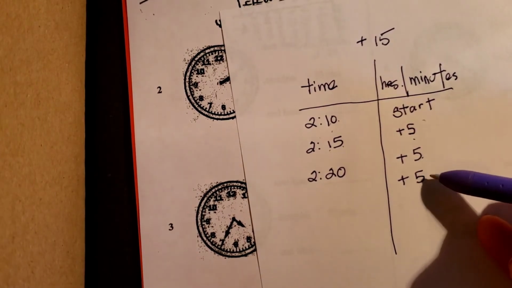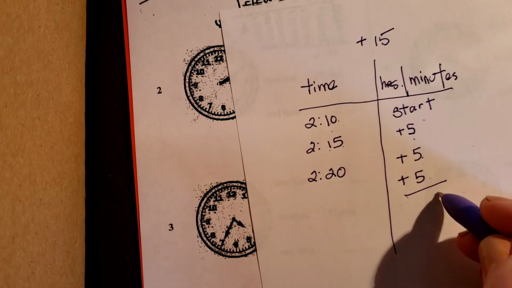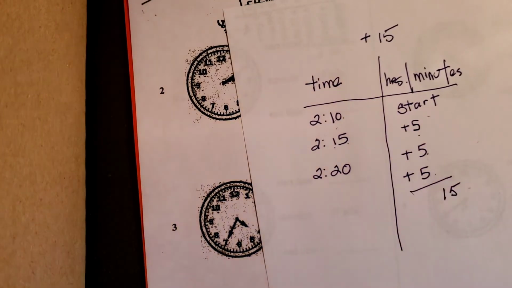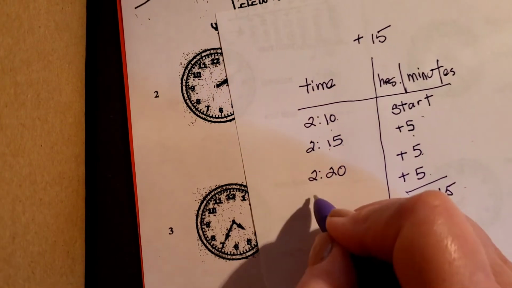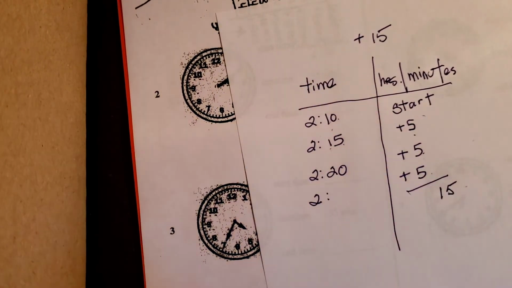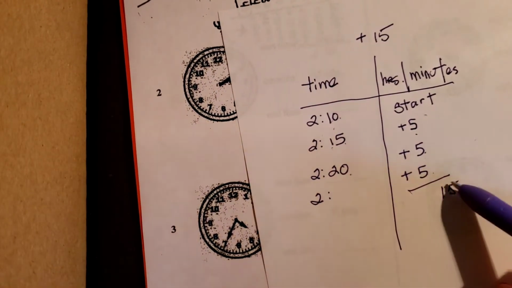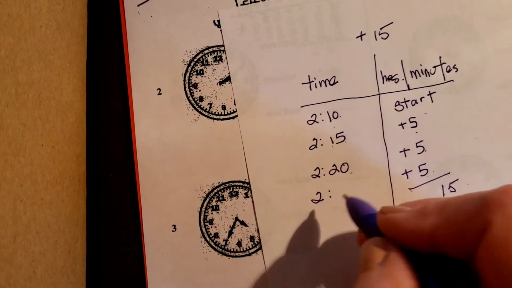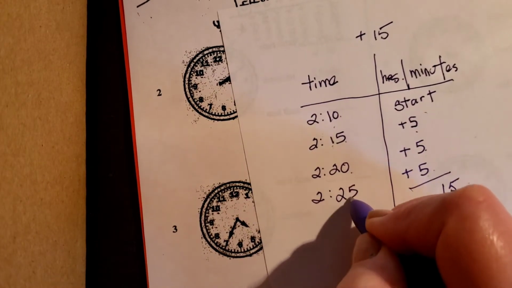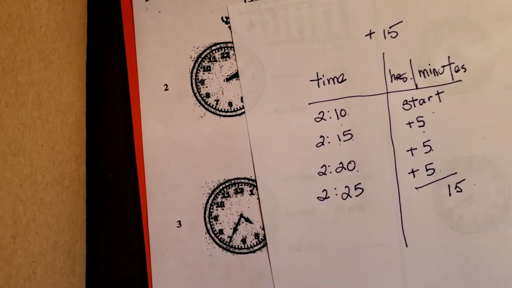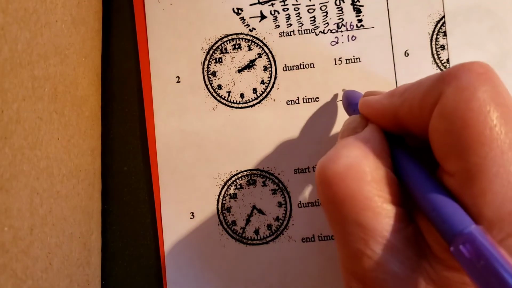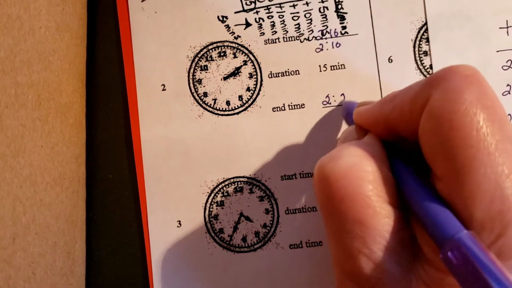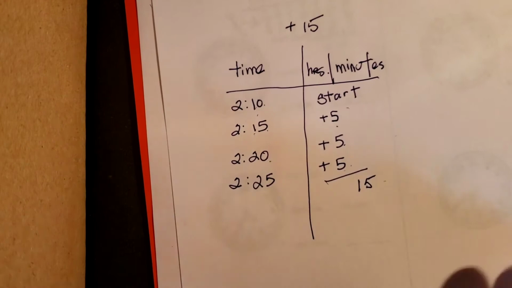5, 10, 15. So I know that I added all the minutes that I am supposed to add. So 2:20, I keep my 2 the same. My hour did not change. And 20 minutes plus 5 minutes is 25 minutes. And that is my end time. So I would put 2:25.